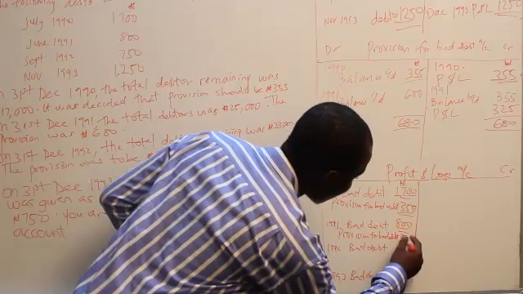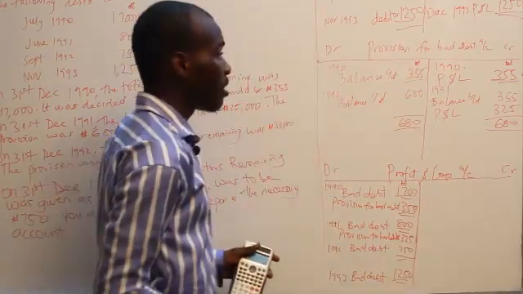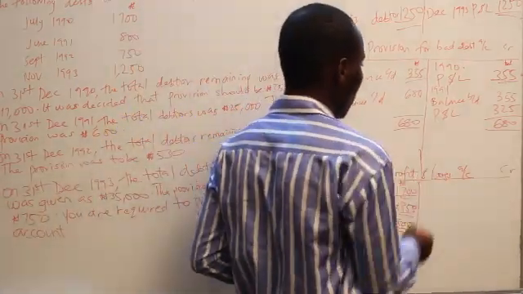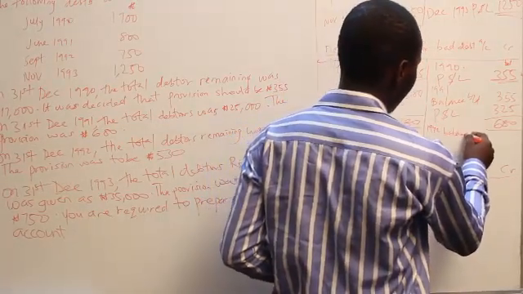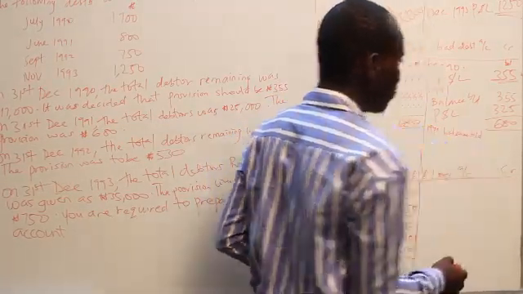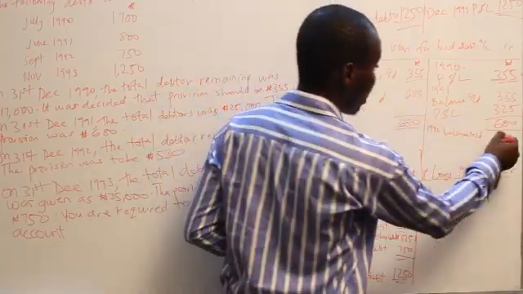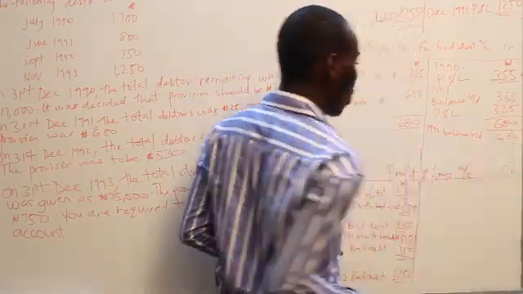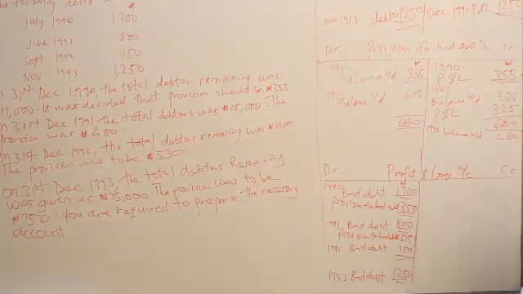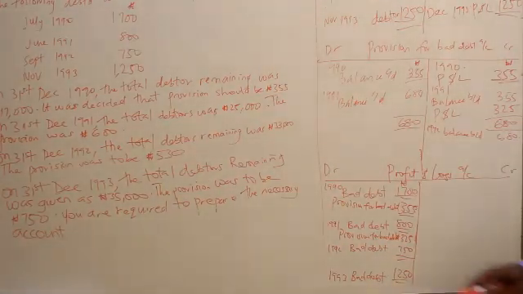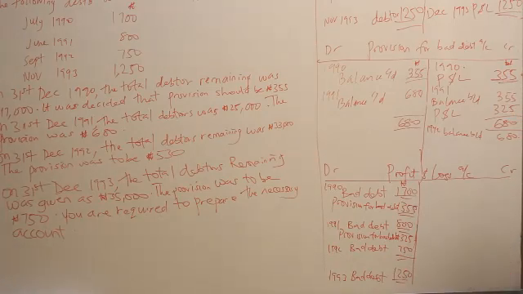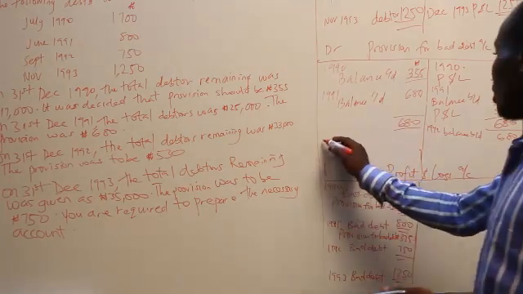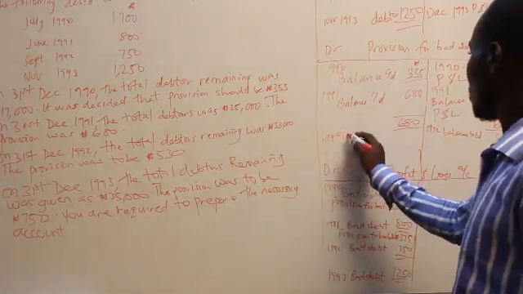So we have 325, not 680 this time around. So we have balance brought down in 1992. Balance to be brought down is going to be what? 680. So here is a new provision in 1992 again. We have total debtor remaining to be 33,000, and the provision was to be 530. So that will be balance carried down in 1992.